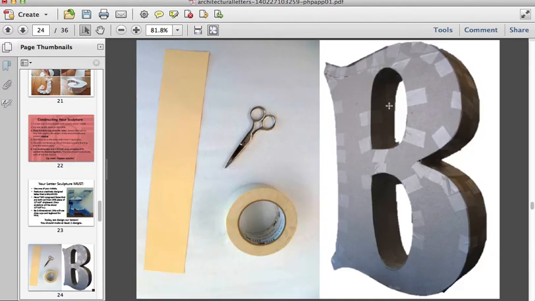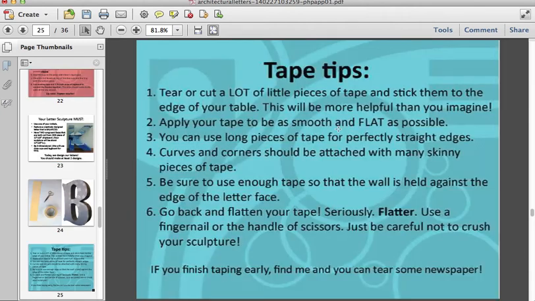This is another slide of a letter that's been put together. Once you have that front and the back glued down, you're actually going to cut out strips of paper that are the exact width of the Dixie cup, and you're going to take that paper and tape it along the outside edge of your letters so that they're nice and firm for your paper mache.